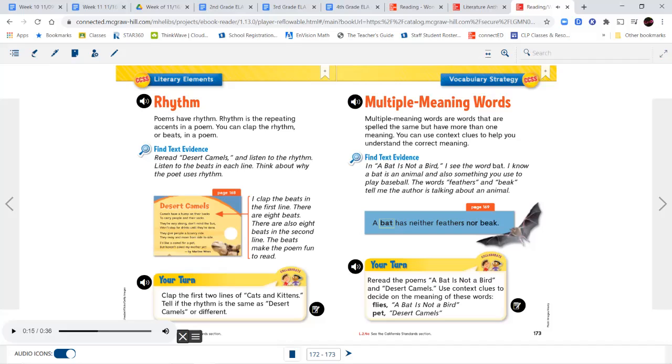Find text evidence. In "A bat is not a bird," I see the word bat. I know a bat is an animal and also something you use to play baseball. The words feathers and beak tell me the author is talking about an animal. A bat has neither feathers nor beak.